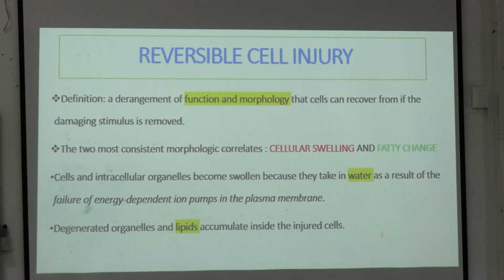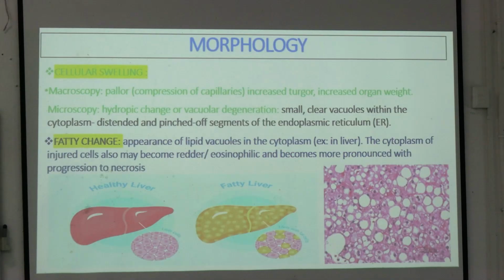So what are the morphological features of reversible cell injury? একটা বলো. Cellular swelling, আরেকটা কি? Fatty change. ঠিক আছে, so cellular swelling, like I said, তোমাদের তিনটে ভাবে করতে হবে. একটা হচ্ছে electron microscopy, আরেকটা ছিল light microscopy, আরেকটা ছিল macroscopy or gross. তো cellular swelling যদি আমি gross-এ দেখি, we will get pallor, which is compression of the capillaries, increased turgor and increased organ weight.